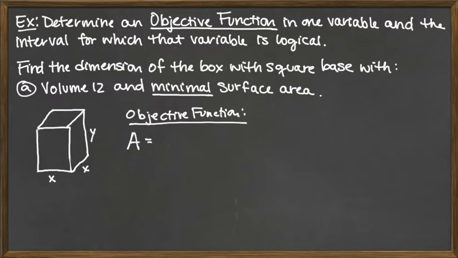So the bottom and the top each are squares, and that square has area x times x, so x squared. And we have two of them, two because we've got one square on the bottom and we've got one square on the top of this box.